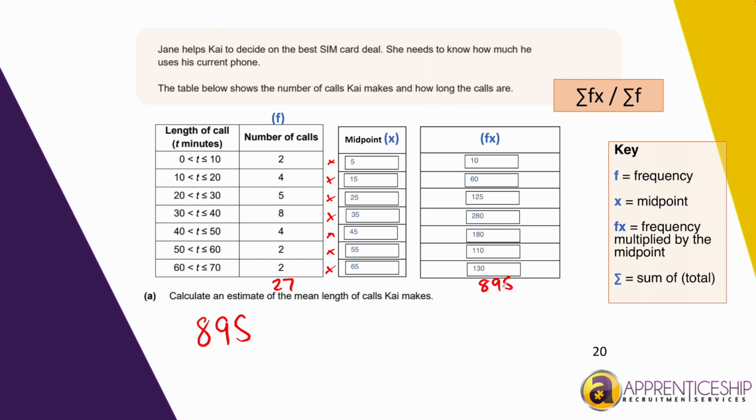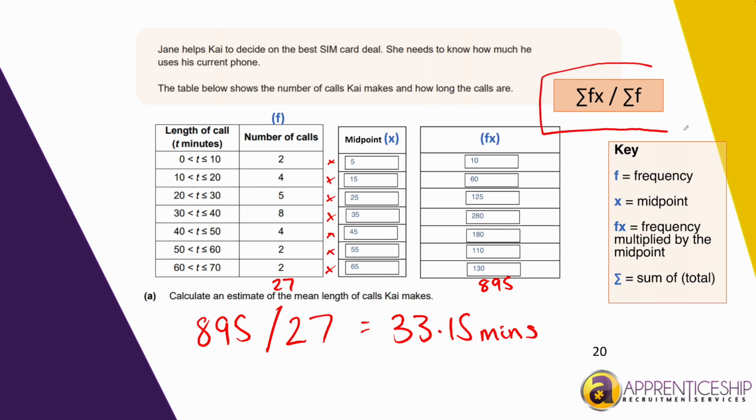So remember the mean, we add them all up and divide by how many there are. So we've worked out the number of minutes divided by the amount of phone calls. So 895 divided by 27 gives us 33.15 minutes. So his average phone call was 33.15 minutes. And if we look, that is pretty much in the centre of the data. So we know we've got it correct.